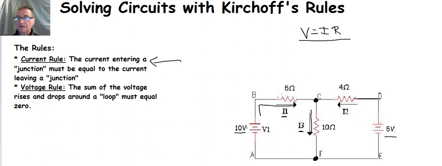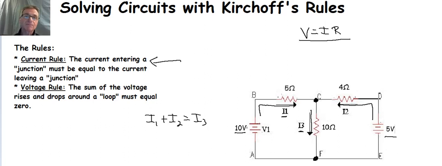And we've also decided that I2 will also be leaving this 5-volt battery and will also be entering the junction. So the rule simply is that the currents entering the junction and the currents leaving the junction have to be equal. In this case, we could say that I1 plus I2, the currents entering the junction, have to equal I3. And that's the essence of the first rule.